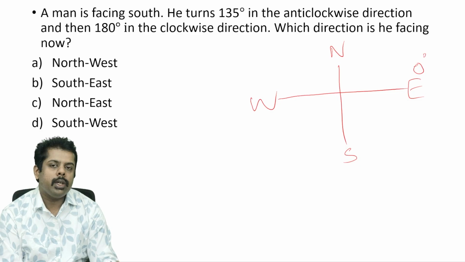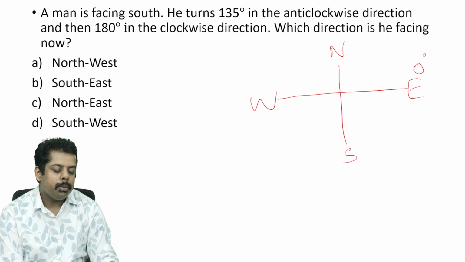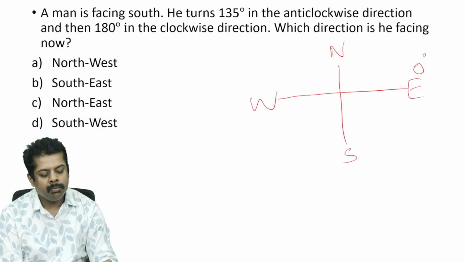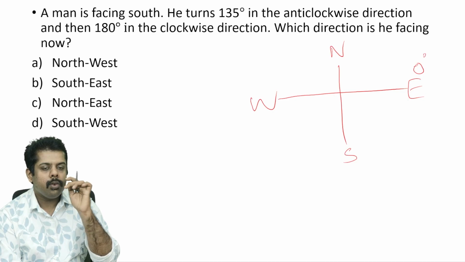From east, clockwise basically means going south, then west, then north, then returning to the east. From east, anti-clockwise basically means reaching north, then going west, then going south, then returning to east. Okay. So now you have to just be aware of the degrees.